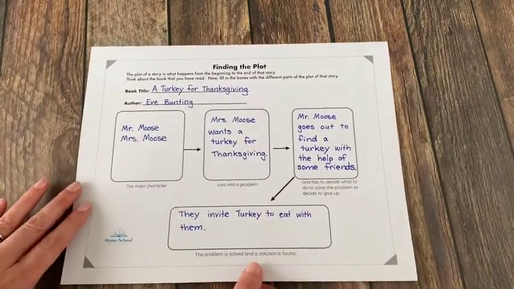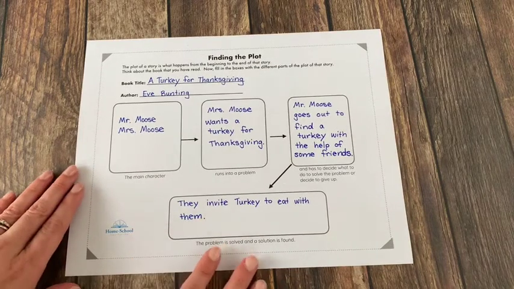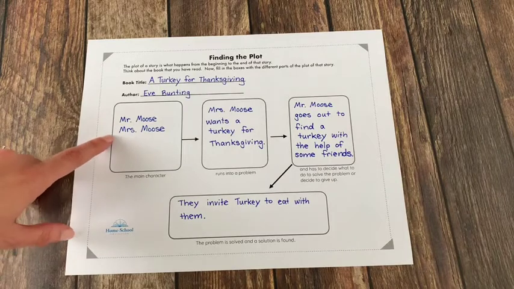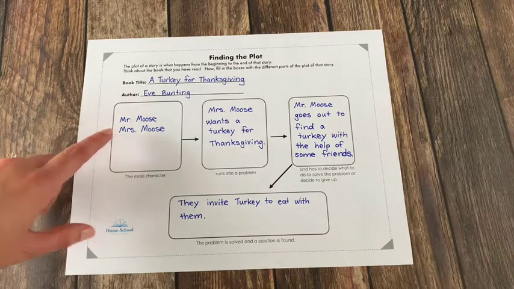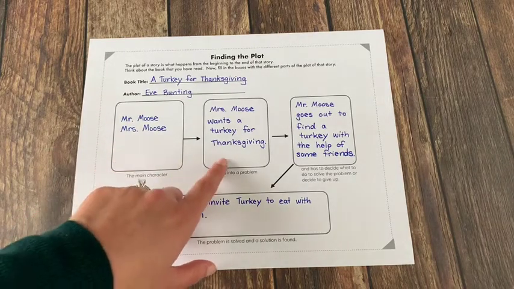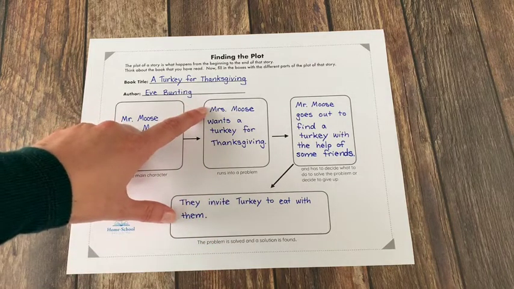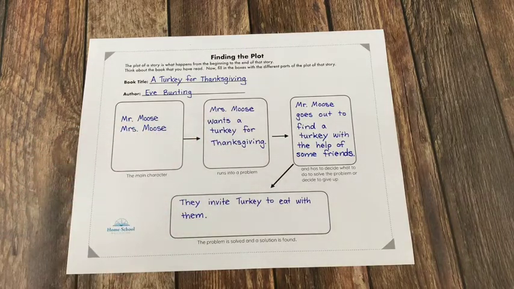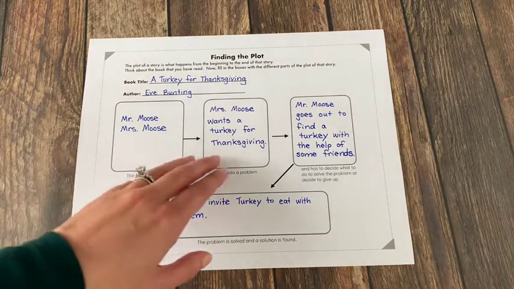Let's check your work. Does your graphic organizer look a little bit like this? Let's go through it together. I said the main characters, the story was mostly about Mr. Moose and Mrs. Moose, because we're talking about the characters at the beginning of the story, and they run into a problem. So I said the main problem of the story is Mrs. Moose wants a turkey for Thanksgiving. And that starts the entire storyline, doesn't it?